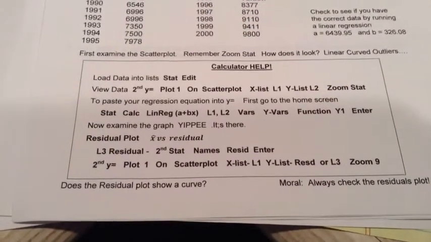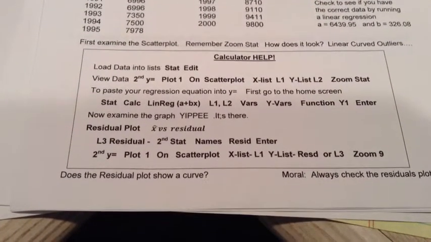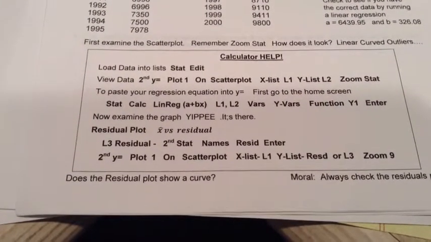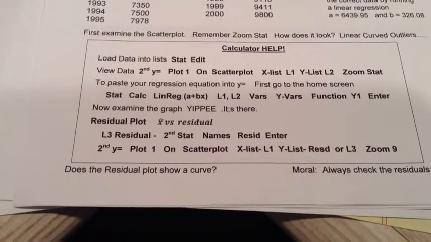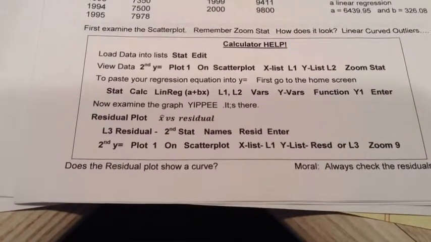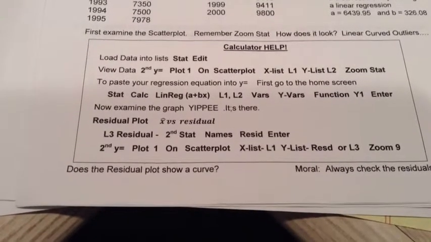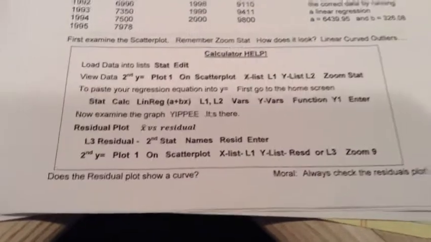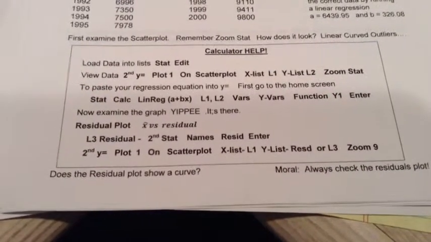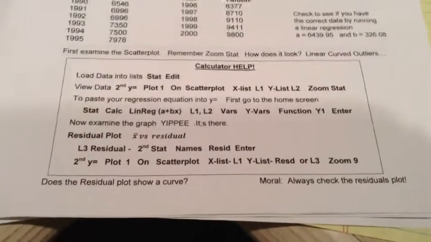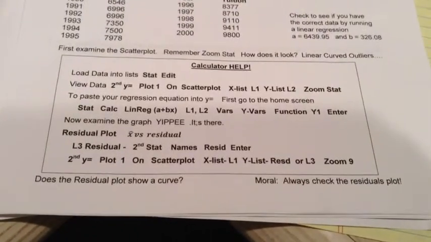Now examine the graph. Yippee! It's there. Residual plot, x-hat versus residual, L3 residual: 2nd Stat, Names, RESID, Enter. 2nd Y=, Plot 1 on scatter plot, Xlist Y1, Ylist RESID or L3, and then finish it off by hitting Zoom 9.